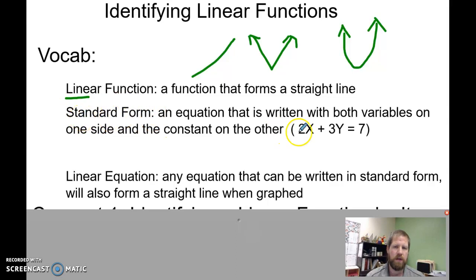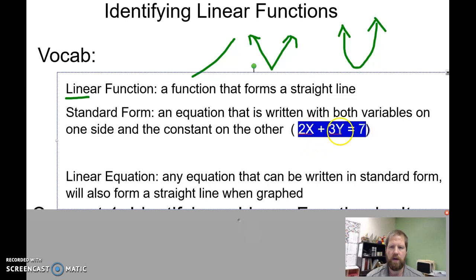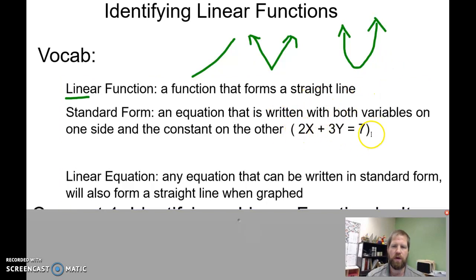Standard form is this form right here. Okay, your variables are both on one side and your constant is on the other. And this is one where we don't work with this form that much, but it's important because if you can write your equation in this form, you know that it's going to be a linear equation. Okay? Doesn't necessarily mean it's a function, but you know it's going to be a linear equation.